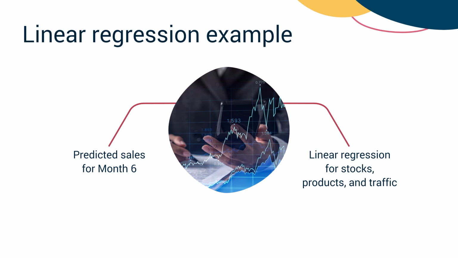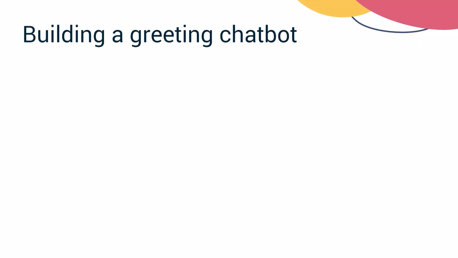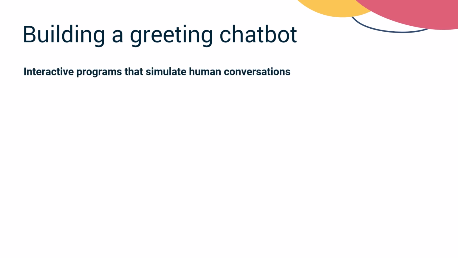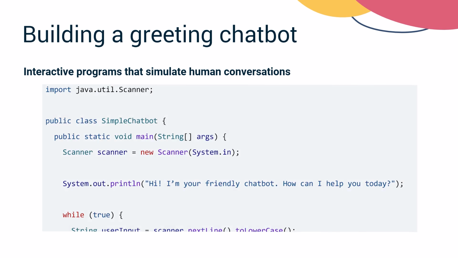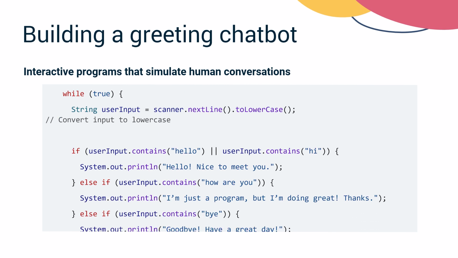or website traffic trends. You can also use Java to build a chatbot. Chatbots are interactive programs that simulate human-like conversations. Let's create a simple chatbot that responds to user inputs. You might use this code snippet. First, the chatbot listens for user input using Scanner. Then, it converts the input to lowercase to make matching easier.